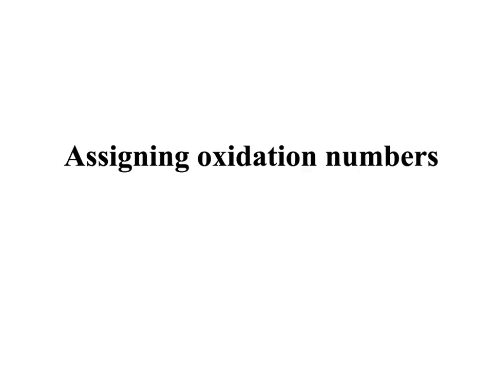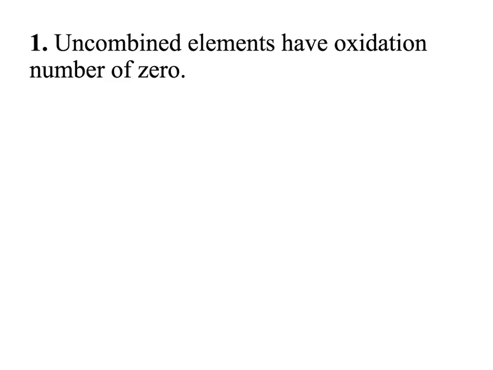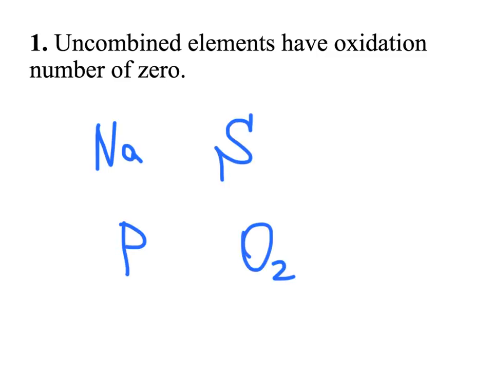Okay, let's go over the rules of assigning oxidation numbers. Rule number 1, the easiest out of them all. Uncombined elements have oxidation number of 0, which means that whenever we see an uncombined element, sodium, sulfur, phosphorus, oxygen, fluorine, their oxidation number would always be 0.